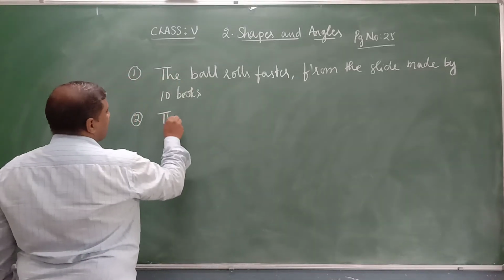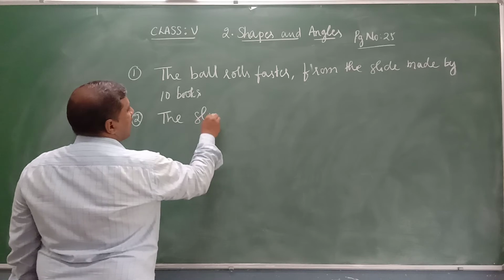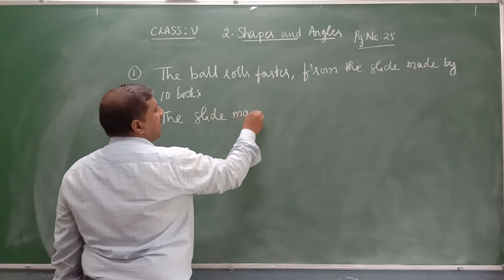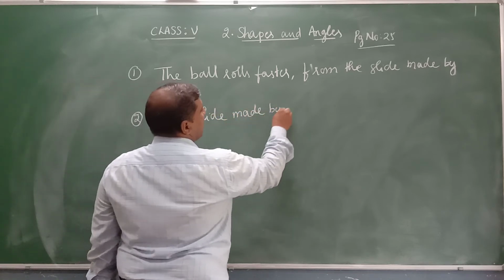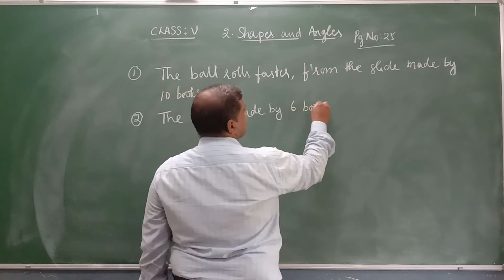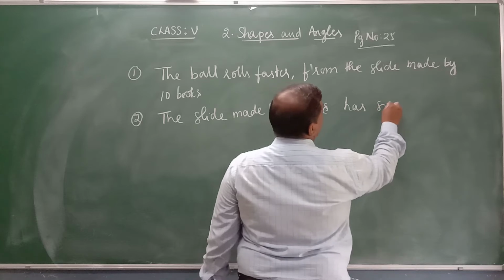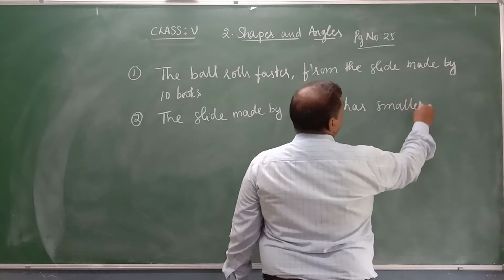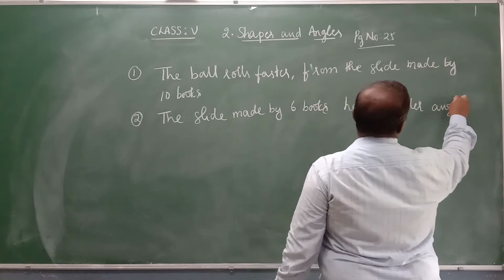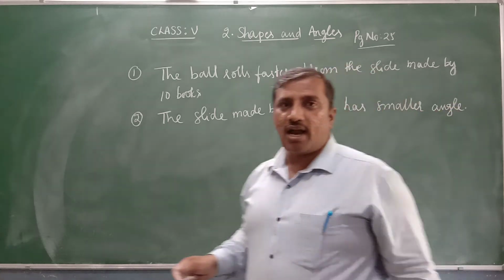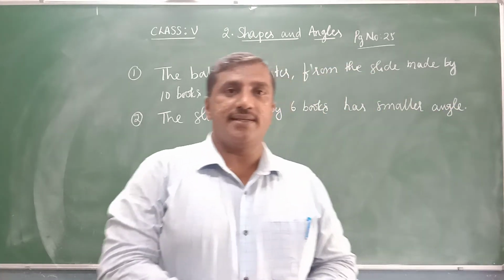The slide made by 6 books has smaller angle. Yes, like this we will find, and we can answer those questions like this.